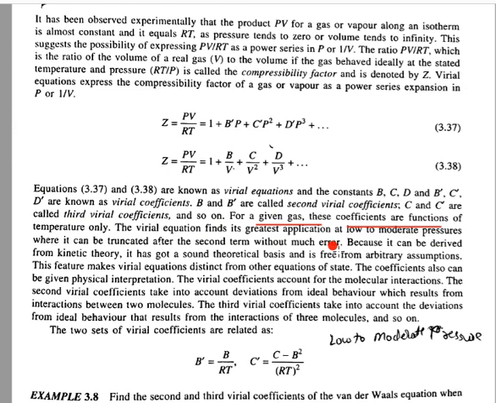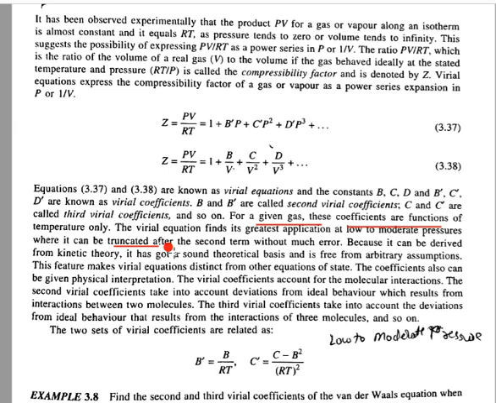So the virial equation finds its greatest application at moderate pressure, where it can be truncated after the second term without much error, because it can be derived from kinetic theory. It has got a sound theoretical basis, and it is free from arbitrary assumptions. These features make the virial equation distinct from the other equations of state.